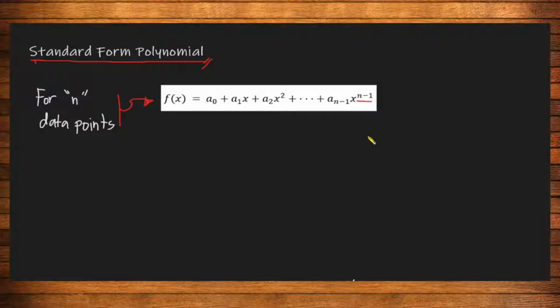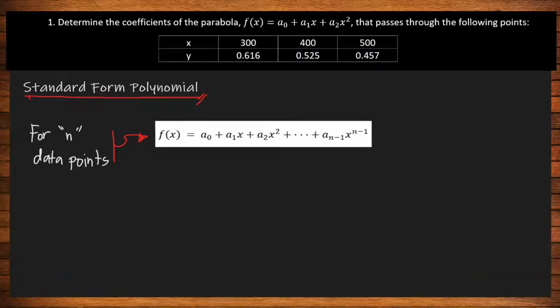Now, a straightforward way for computing the coefficients of this polynomial is based on the fact that n data points are required to determine the n coefficients. So, as we will show in the following example, this allows us to generate n linear algebraic equations that we can solve simultaneously for the values of our coefficients. So, let's take a look at this example.